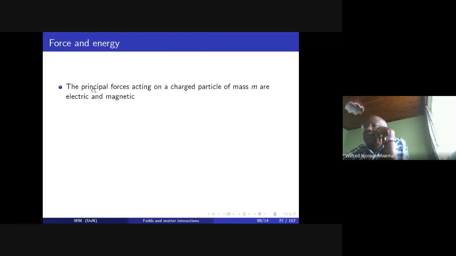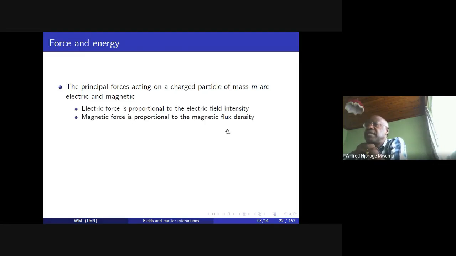So the principal forces that will be acting on a charged particle of mass m are electrical and magnetic mostly. The electric force will be proportional to the electric field intensity. The magnetic force will be proportional to the magnetic flux density. And therefore F is just going to be given by m dV/dt equal to Q times (E plus V cross B). And this is the equation that we called the Lorentz force law.